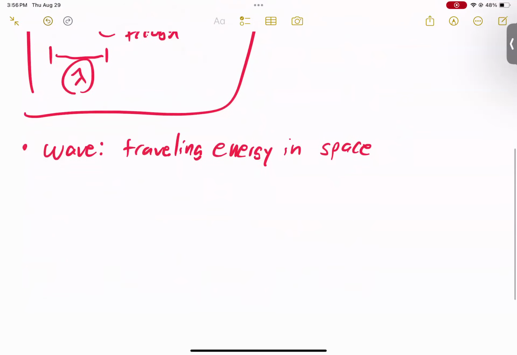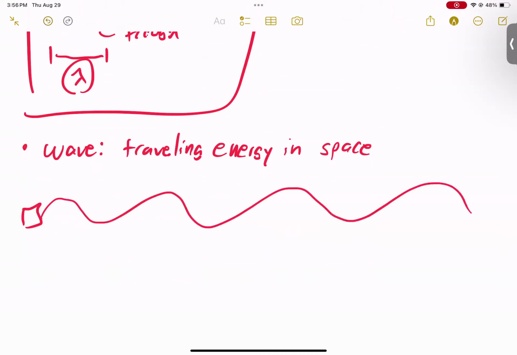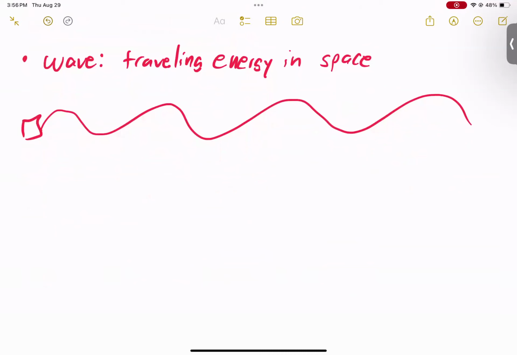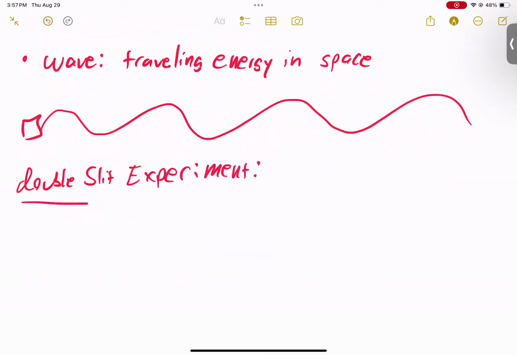Sometimes you might see some kind of device propagating waves like this. However, what happens when we have multiple waves? What happens when waves begin to intersect and interact with each other? Well, we can see this perfectly with something called the double slit experiment. The double slit experiment will basically tell us what happens when we have different waves intersecting each other.